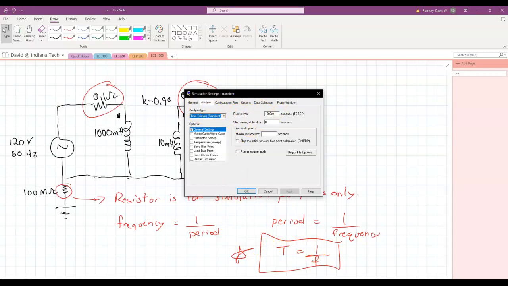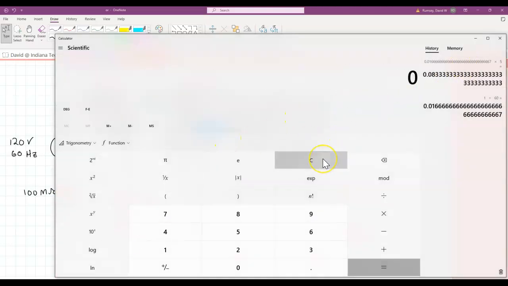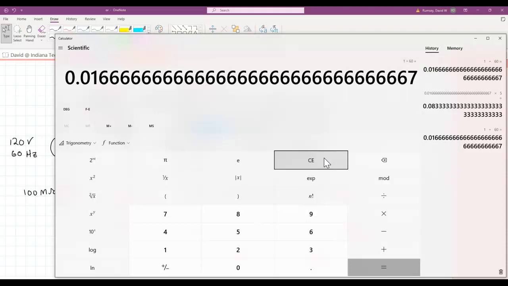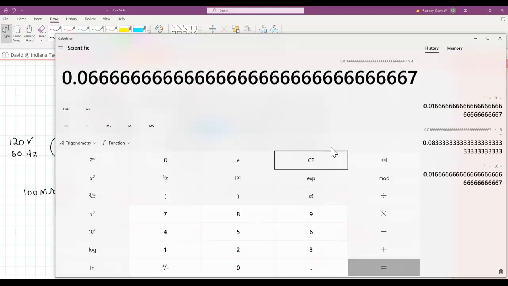So let's pull up a calculator here. And I actually had already done some of the calculations there. So I have a 60 hertz signal. So 1 divided by 60 hertz gets me a period of 0.016 repeating forever seconds. And if we went in engineering, that'd be 16.67 milliseconds. Well, that would be one period. I often want to see more than one period of a waveform. And so I'm going to just go ahead and multiply this by 4, saying I want 4 periods.